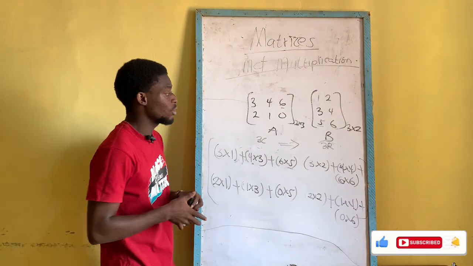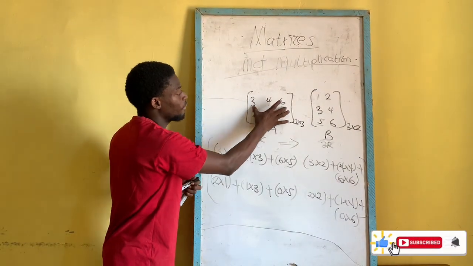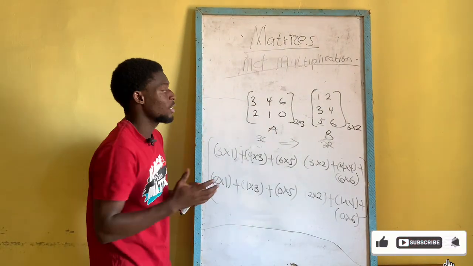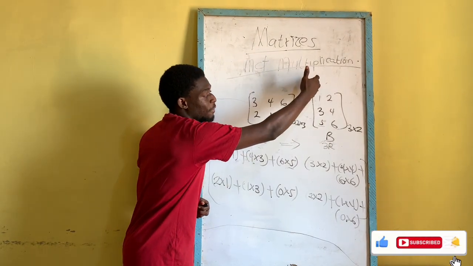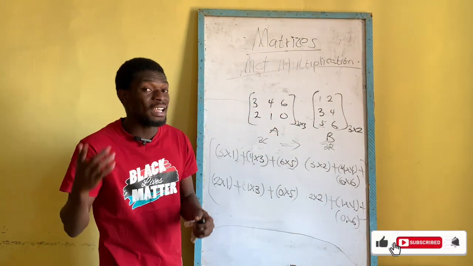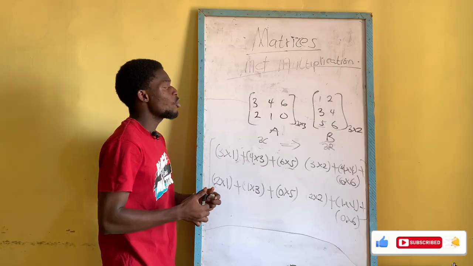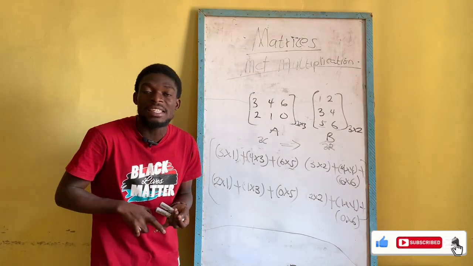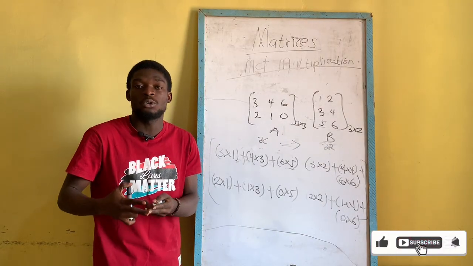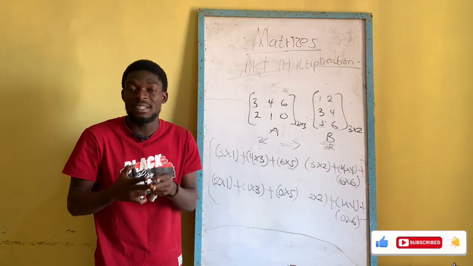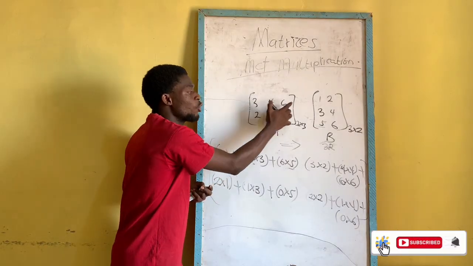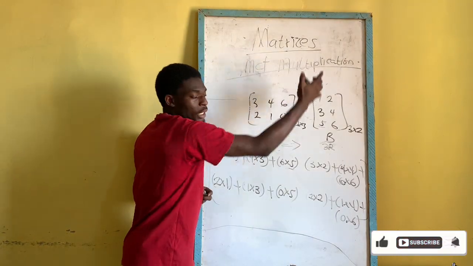Let me establish this. For multiplication of matrix, we are going to take the first row of the first matrix and multiply by the first column of the second matrix. Let me take it again. We are going to take the first row of the first matrix and multiply it by the first column of the second matrix. So it's rows and columns. Rows and columns.